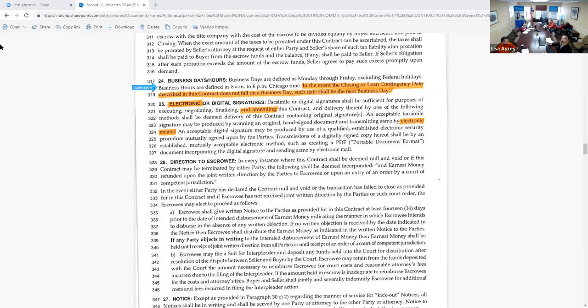In paragraph 25, we've changed the title to this paragraph, and we now, in light of the times, we now say electronic or digital signatures. I think it said facsimile or digital signatures before. On line 321, we've always known that we could execute, we could negotiate, and we could finalize. Well, now we can also amend. On line 23 and 24, we substituted electronic means for facsimile.